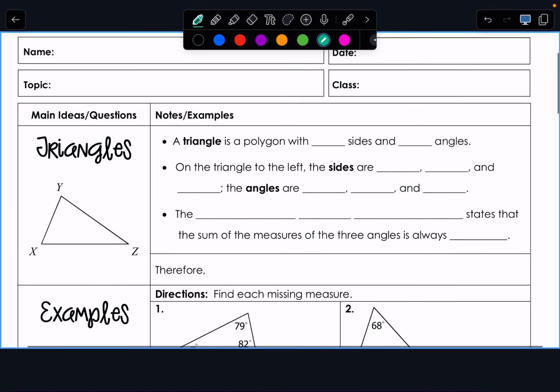All right, so we're going to focus on triangles for most of the week. How many sides does a triangle have? Yeah, and it also has 3 angles. Okay, and we're going to focus on what happens with those 3 angles.